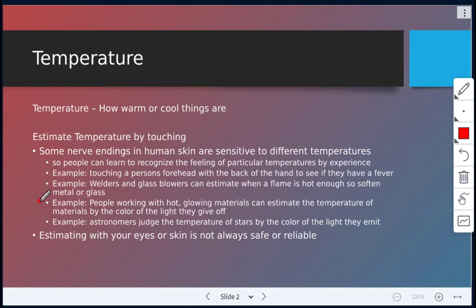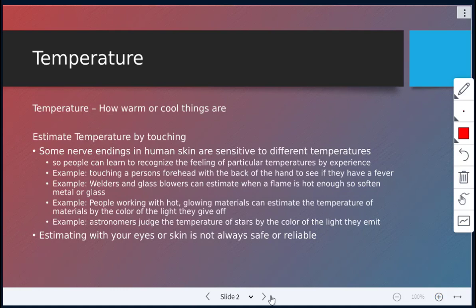Another example, people working with hot glowing materials can estimate the temperature of materials by the color of the light that they're giving off. Another example is astronomers. They can judge the temperature of stars by the color of the light that they're emitting. Okay, but estimating with your eyes or your skin is not always the safest or the most reliable.